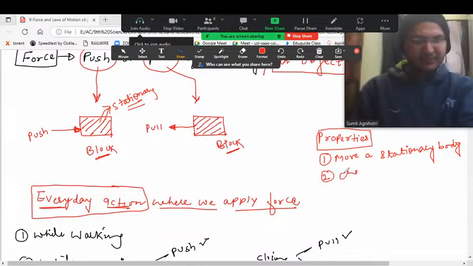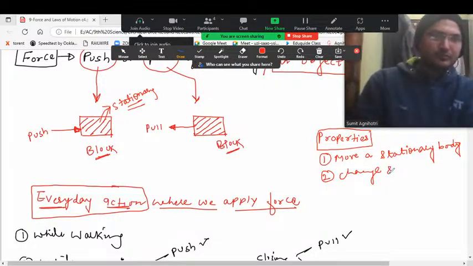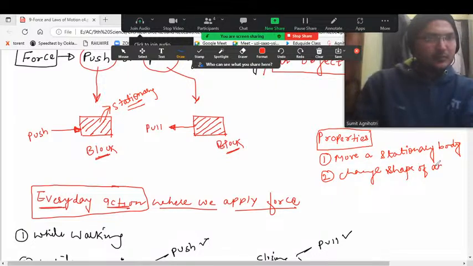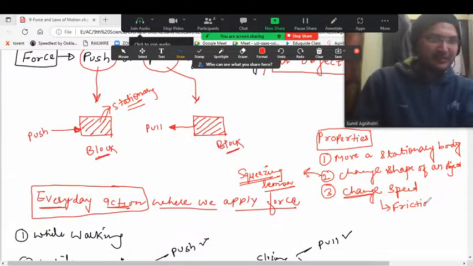Exactly, it may change the shape of an object. Can you tell me an example in which you change the shape of an object by applying force? Yeah, one of the very famous examples is the lemon. If you squeeze a lemon, what will happen? You are deforming its shape. Or further, it can change the speed. Like friction is a force that reduces the speed.